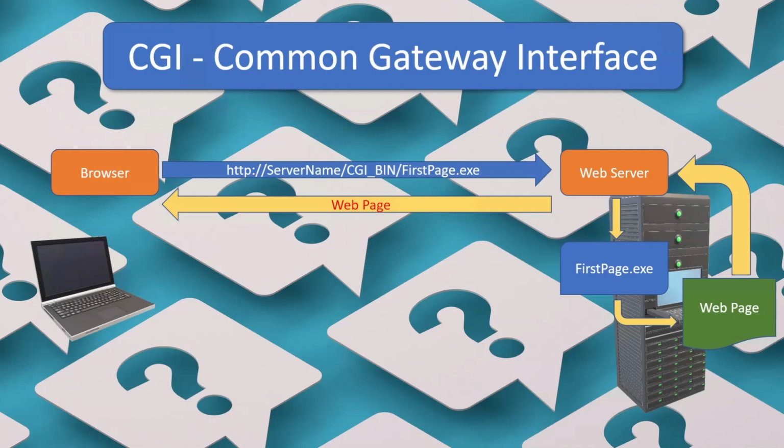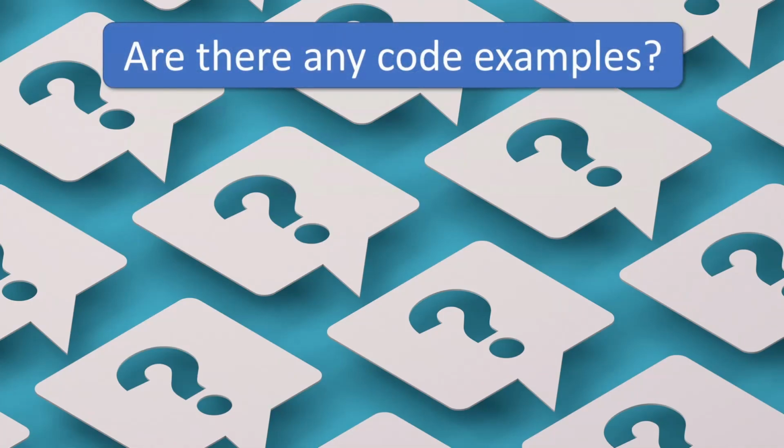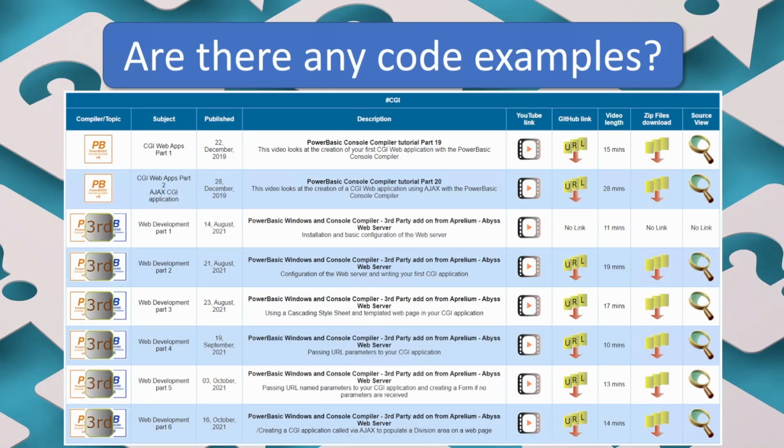As the URL can contain parameters, the CGI application can use these to determine what it needs to do, for example, query a database. Are there any code examples of this CGI code? Yes, there are 8 videos that cover setting up a web server and creating CGI applications using the PowerBasic console compiler. These are demonstrated using the free Abyss web server application. Please feel free to look at any of these videos.